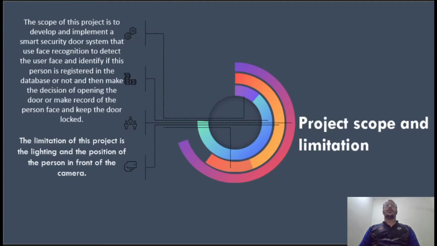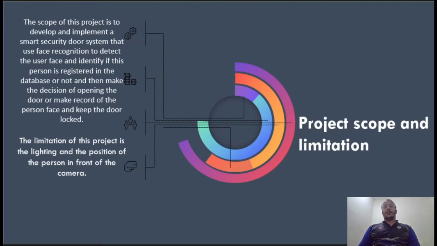So for the scope, the scope of this project is simple. First, we do face recognition and compare the faces recognized to a database. If the face is recognized, the door will open. If not, the door will simply stay closed.